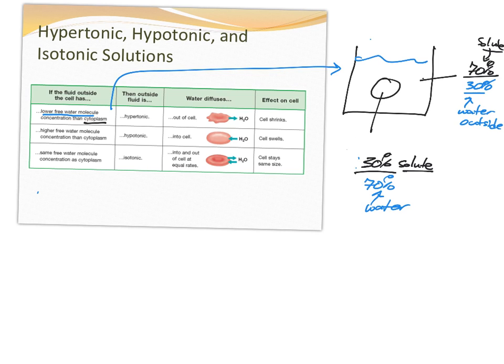So 30% solute, 70% water, right, inside. We all good? All right, so lower free water molecule concentration in the cytoplasm, we call it what? Hypertonic. Everybody agree with that, right? Because look, 70%. Now, you can memorize that lower water concentration outside is hypertonic if you want, but that doesn't make sense to me. Hyper means high, and that means solute. Okay? And so it's hypertonic, and so what's going to happen to this water?